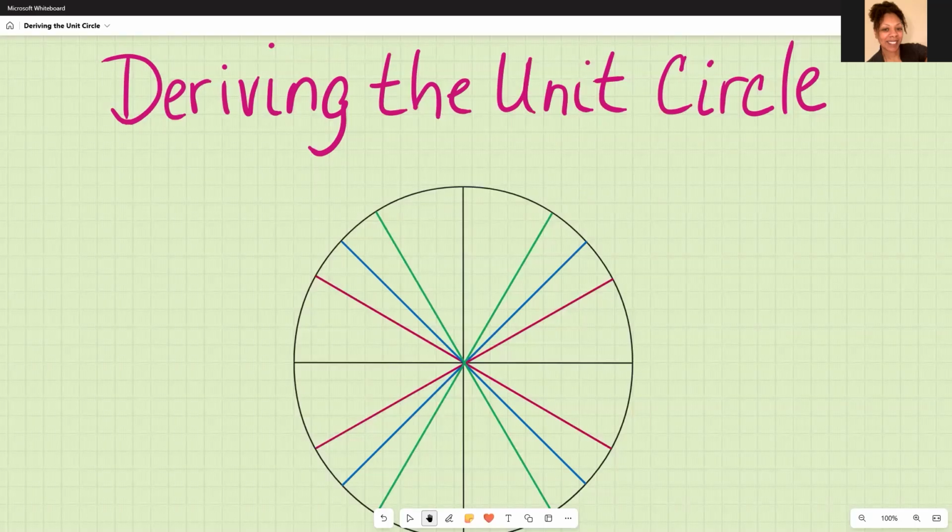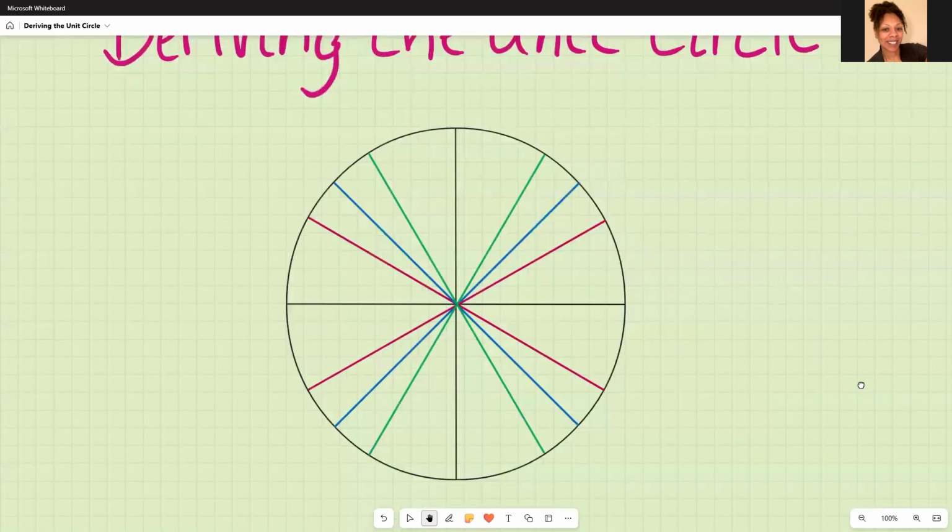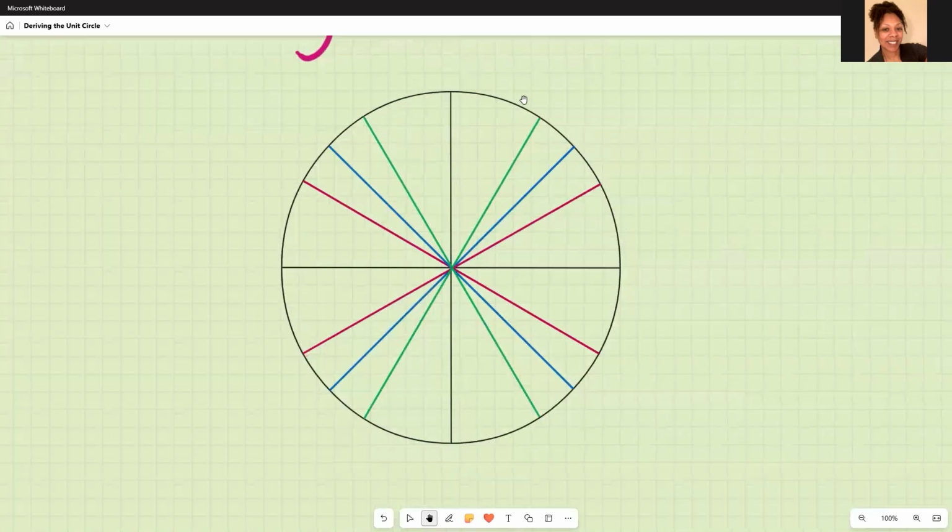Today I will help you derive the unit circle. So we're going to start off by making sure that we divide each quadrant into 3 different sections. And we're going to do that by color coding. What you will notice is each quadrant is worth 90 degrees.